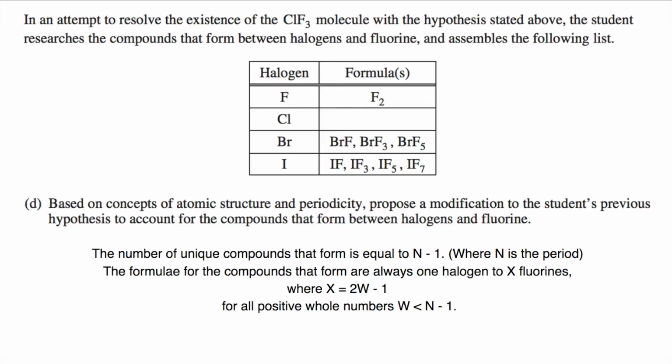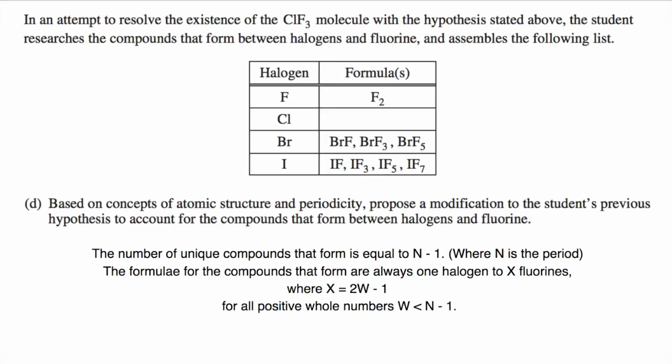The number of unique compounds that form is equal to n-1, where n represents the period number. The formula for the compounds that form are always 1 halogen to x fluorines, where x equals 2w minus 1 for all positive whole numbers. W is less than n-1.